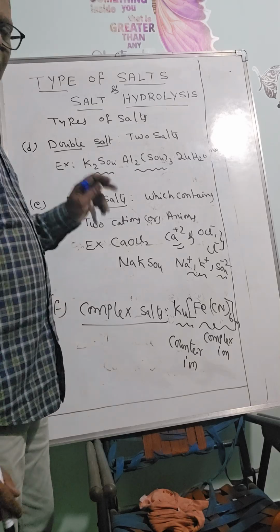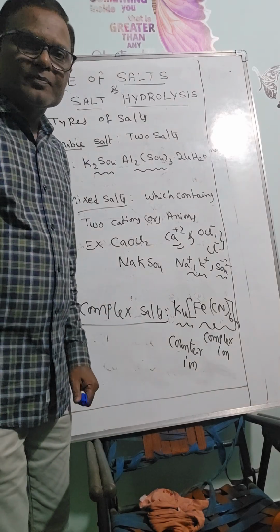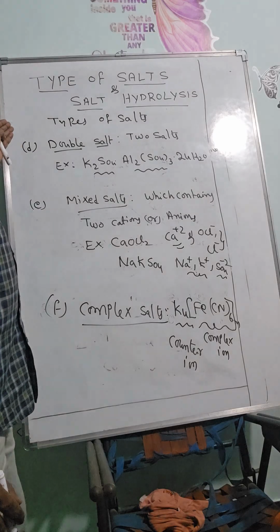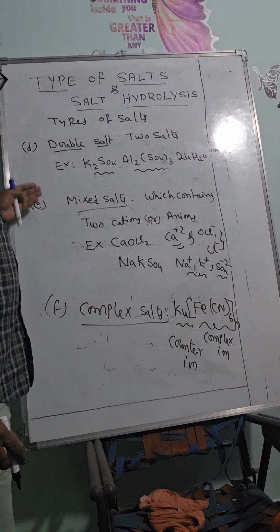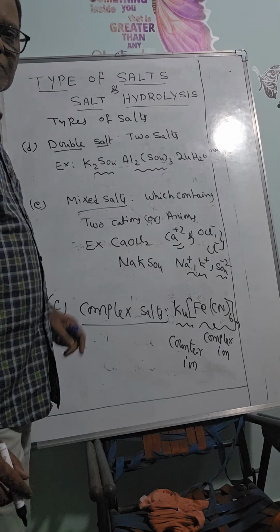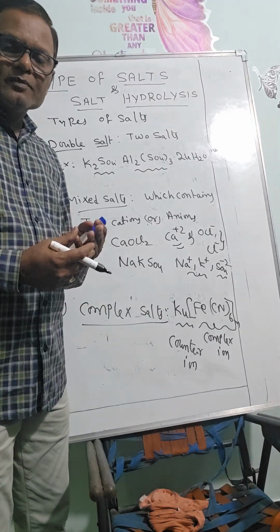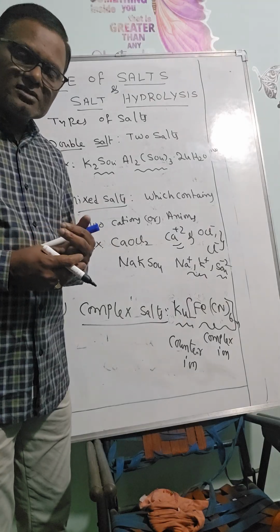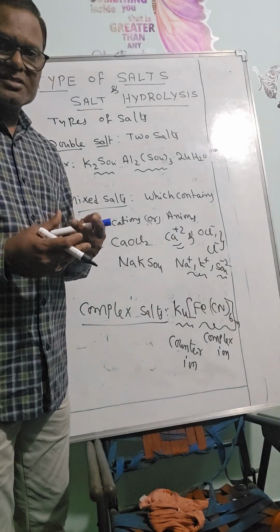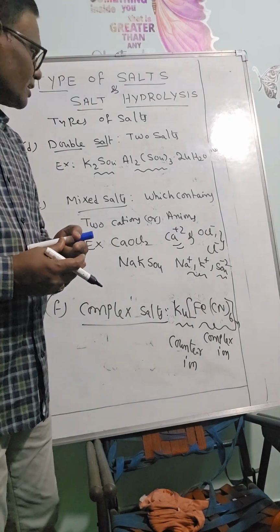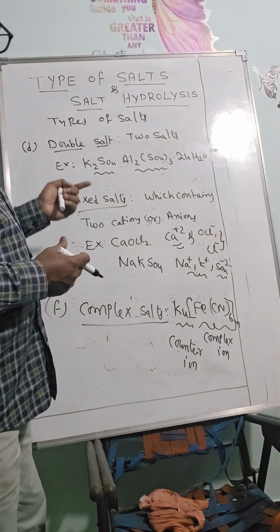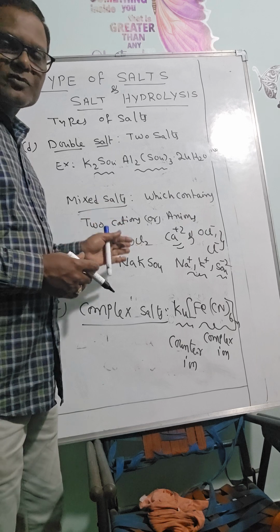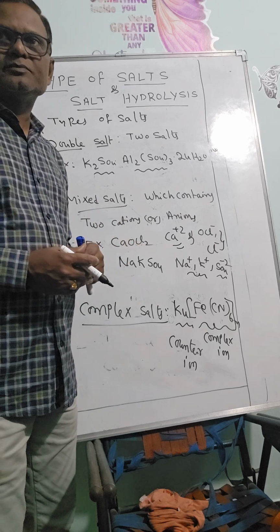So these are the different types of salts, children. How many types are there here? Here there are a total of 5 types of salts. First is called normal salts. Second is acidic salts. Third is basic salts. Fourth is mixed salts, and then double salts and complex salts. These are the different types of salts.